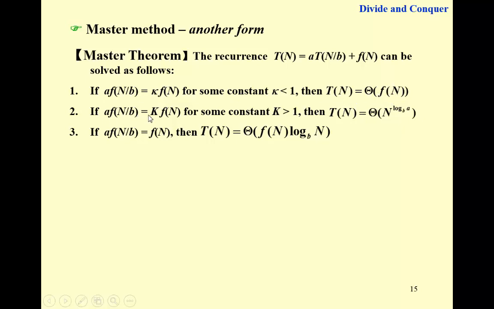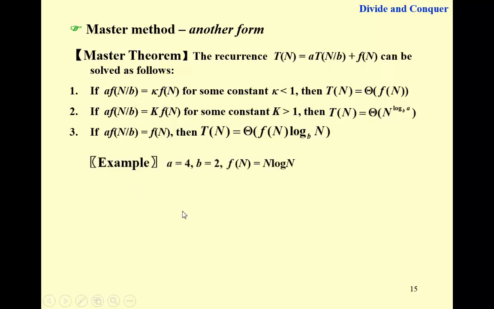And if this one is a big K times f of n for some constant strictly greater than 1, it means that this function is larger. If this one is larger, then the conclusion will be big theta of n to the power of log a over b. And if they are exactly equal, then the conclusion is going to be f of n times log n with base b. Alright, so it looks much simpler. But again, same as the previous master theorem, it cannot cover everything.